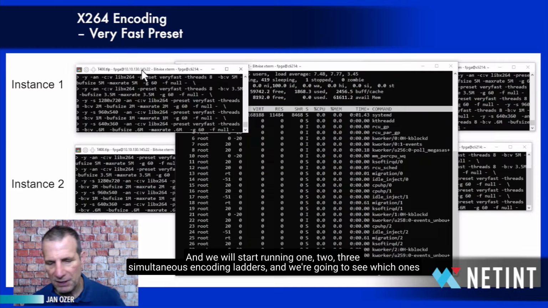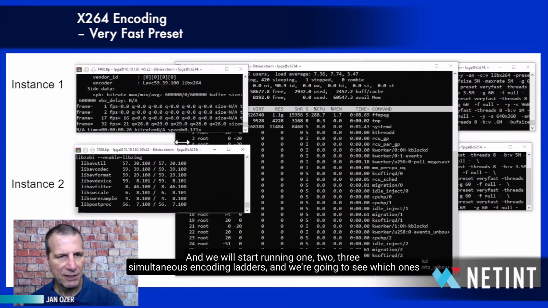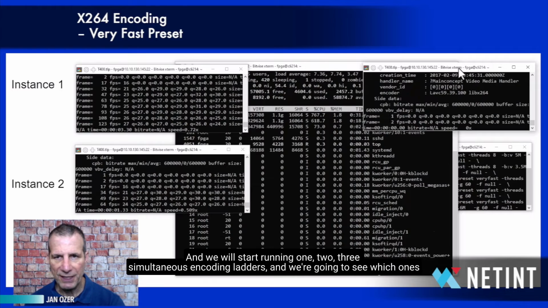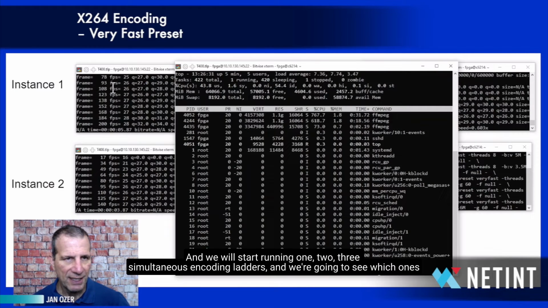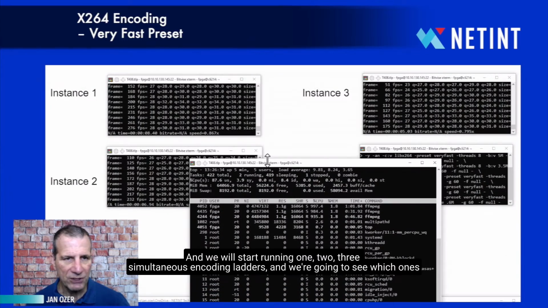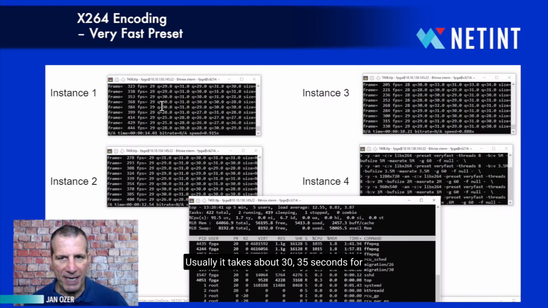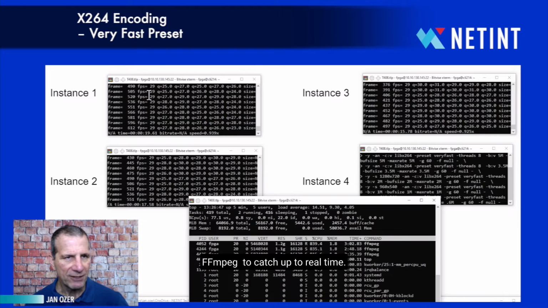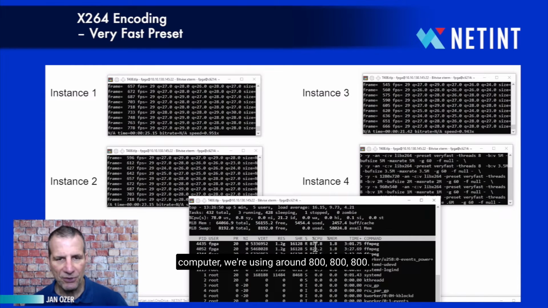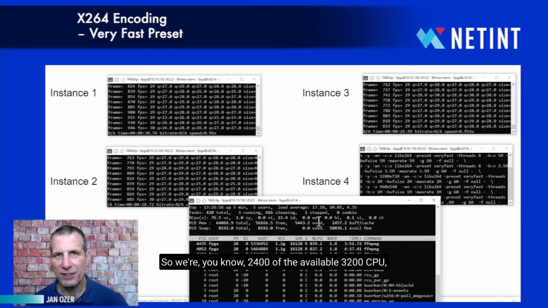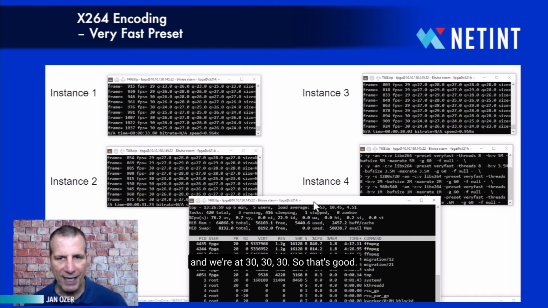And we will start running 1, 2, 3 simultaneous encoding ladders, and we're going to see which ones get to and stay at 30 frames per second. Usually it takes about 30-35 seconds for FFmpeg to catch up to real time. So here we're getting close, here we're getting close, here we're getting close. And we see that on this 32-core computer, we're using around 800, 800, 800, so 2,400 of the available 3,200 CPU, and we're at 30, 30, 30, so that's good.